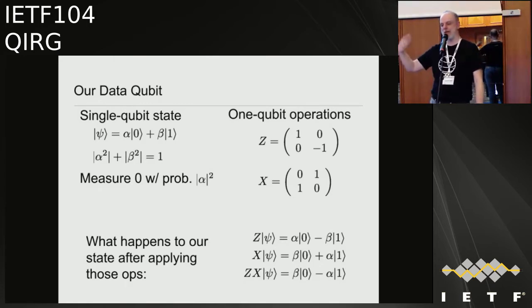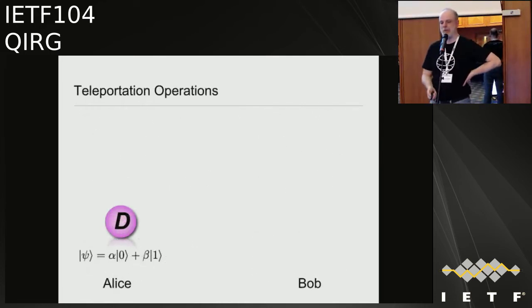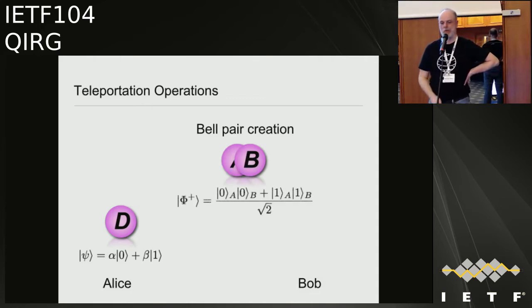And on the right and at the bottom, you can see what happens when you perform some simple operations on this that we call the X and Z operations. I'm not going to go into the details of what happens with those, but those are two basic operations on a single qubit. Now, what happens? Alice has this qubit, she wants to get it to Bob, so she begins by creating one of these Bell pairs.